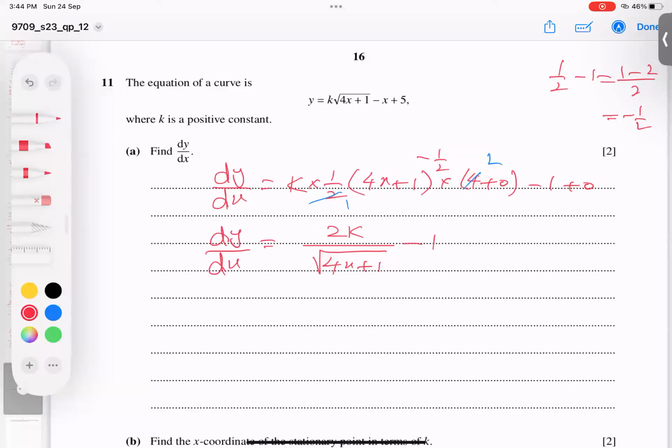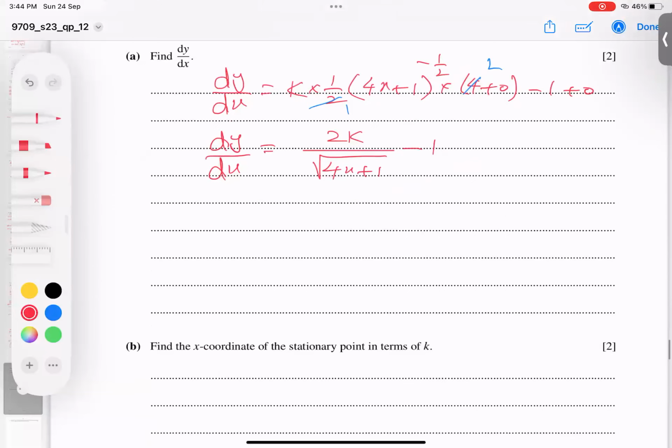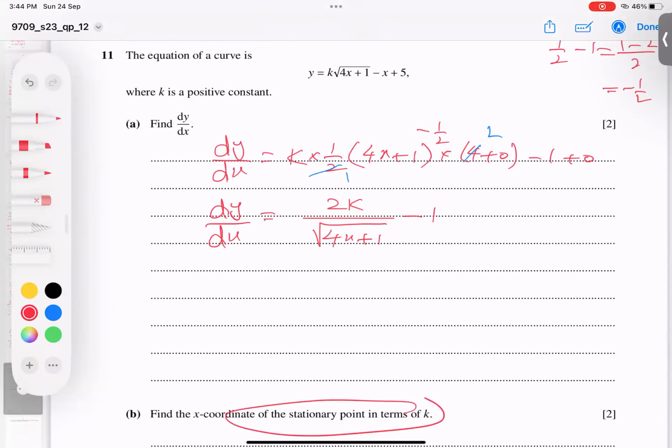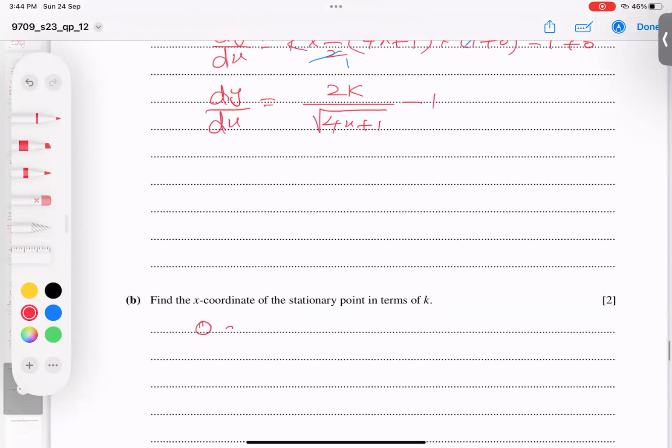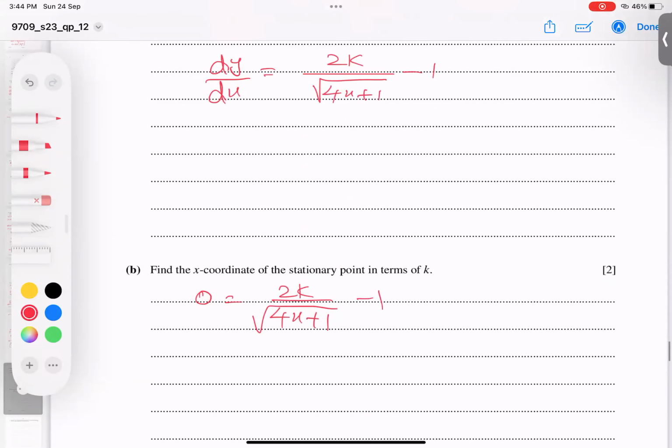So what is he saying further? Next part: find the x coordinates of the stationary points. So I have to set the derivative to 0, because whenever it is a stationary point we always put 0 here. So 2k over root of 4x plus 1 equals 0, minus 1. We need the x coordinate, students. So how to find the x coordinate?